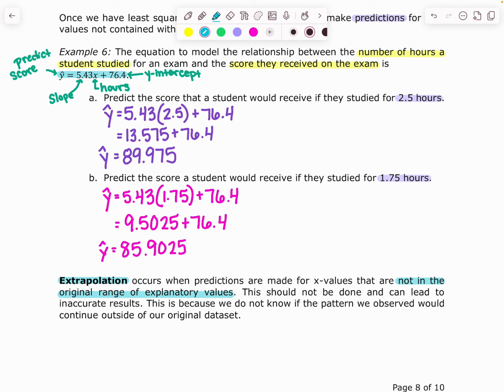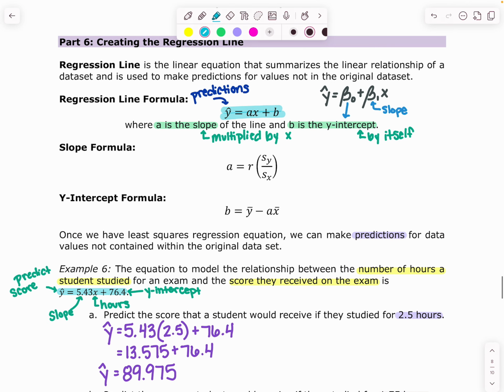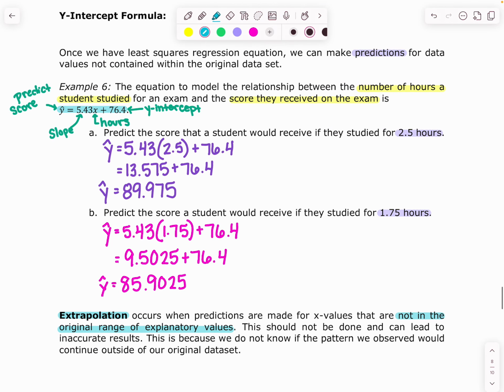And that is how we can use these couple formulas. They're not too bad. We didn't actually use them, but you could. We have our regression line formula, and then how we can use that formula to make predictions within our data set.